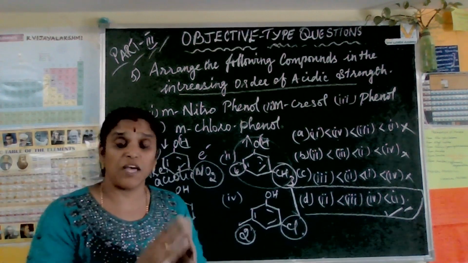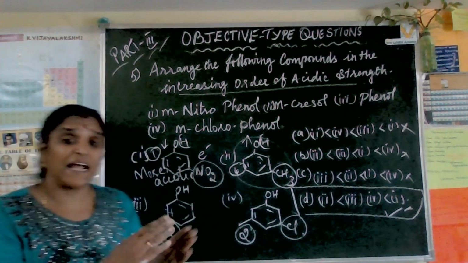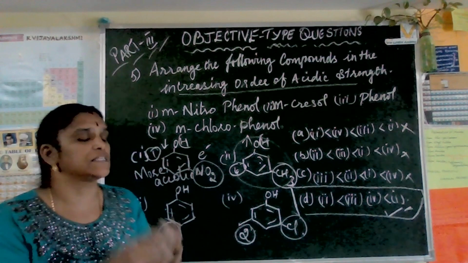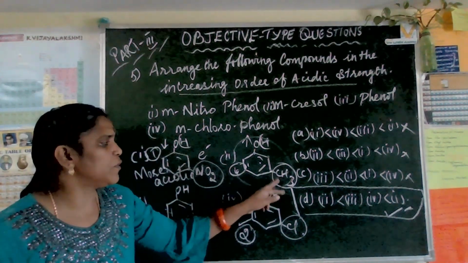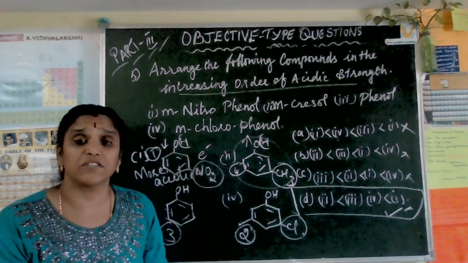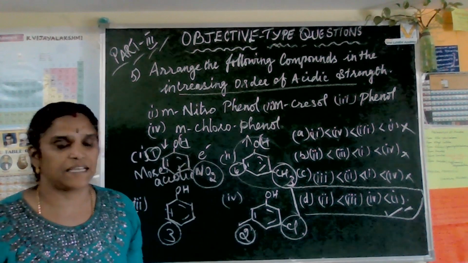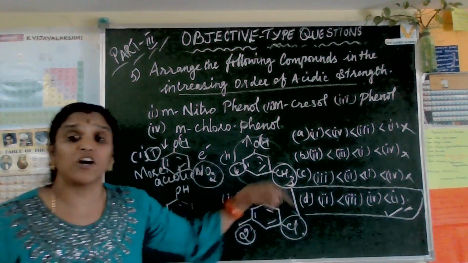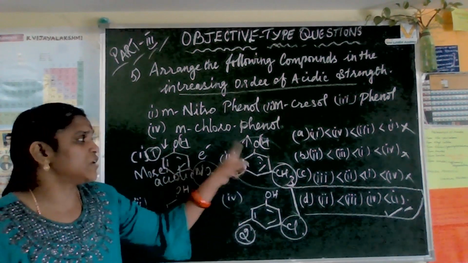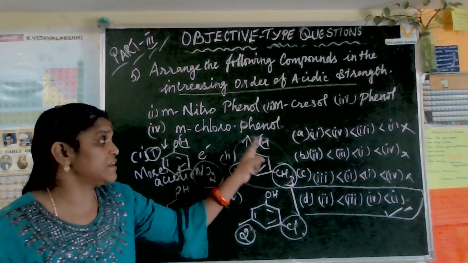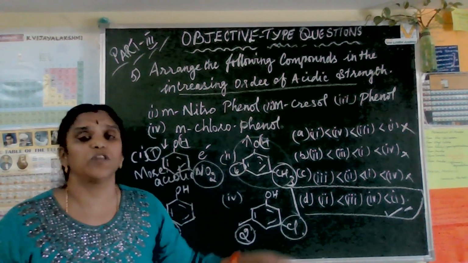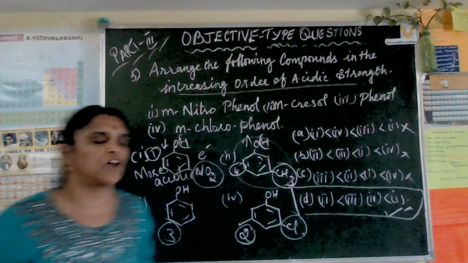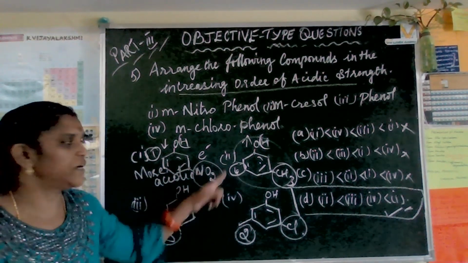So in that way, you just remember that electron withdrawing group where it is, and what about cresol? Wherever cresol comes, that is least acidic. Okay, why? Because with an electron donating group, the electron density will be increasing, so it is very difficult to remove the proton. So those points and all, please remember. Hope you understand this point.